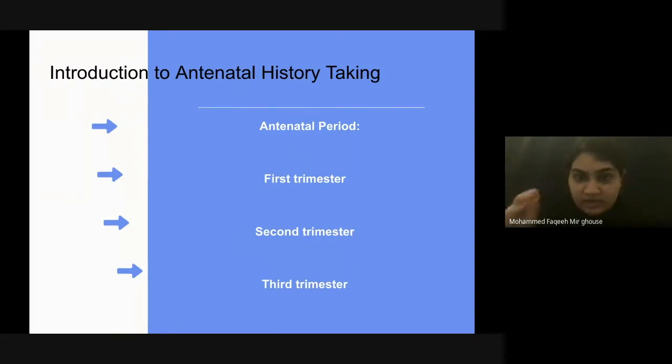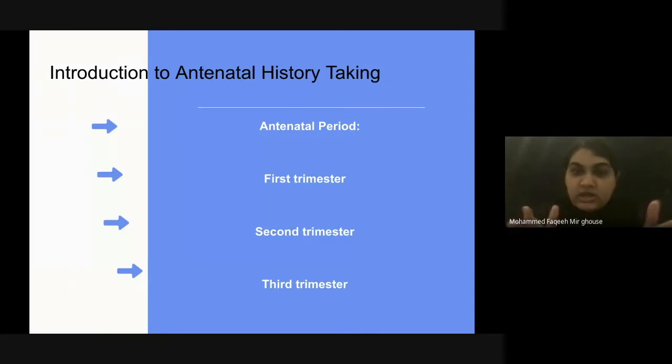If you are in the second trimester, if you have a scenario which talks about a patient coming to you in the second trimester, then you ask 2 to 3 questions relating to first trimester, and then you move on to P2 plus P3. If the patient has come in their third trimester, then ask 2 to 3 questions relating to first and second trimester, and then move on to P2 plus P3.